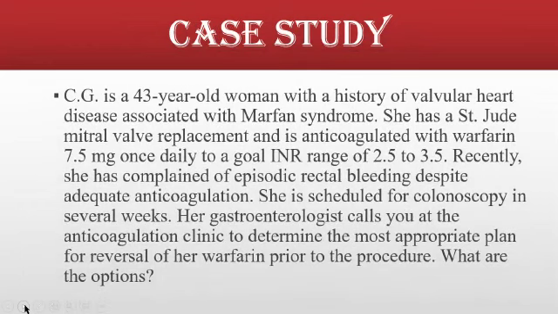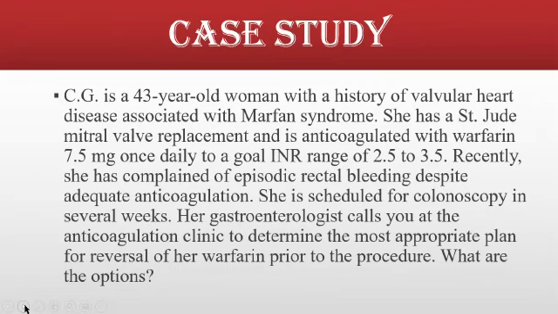In this case study, CG is a 43-year-old woman with a history of valvular heart disease associated with Marfan syndrome. What is Marfan syndrome? Marfan syndrome is a genetic disorder that affects the connective tissues of individuals, and those with the condition tend to be tall and thin with long arms, legs, fingers, and toes. You can compare this condition somewhat to malnutrition. They have a very skinny skeleton, and their bones can easily be prominent. So basically, it's a genetic disorder.